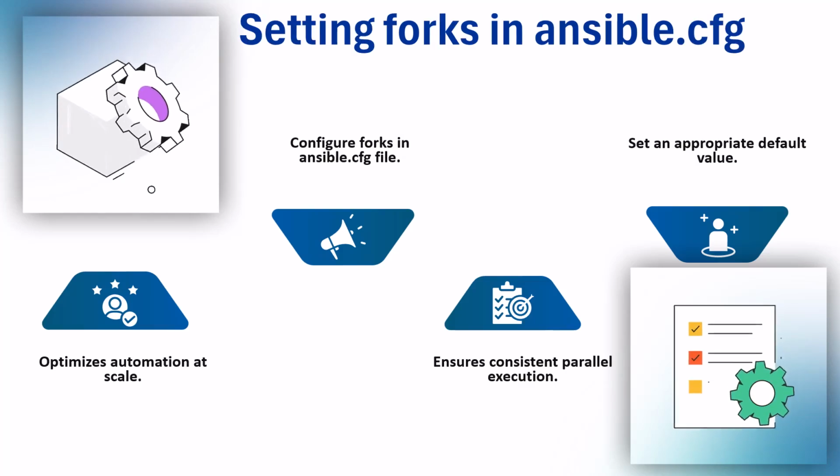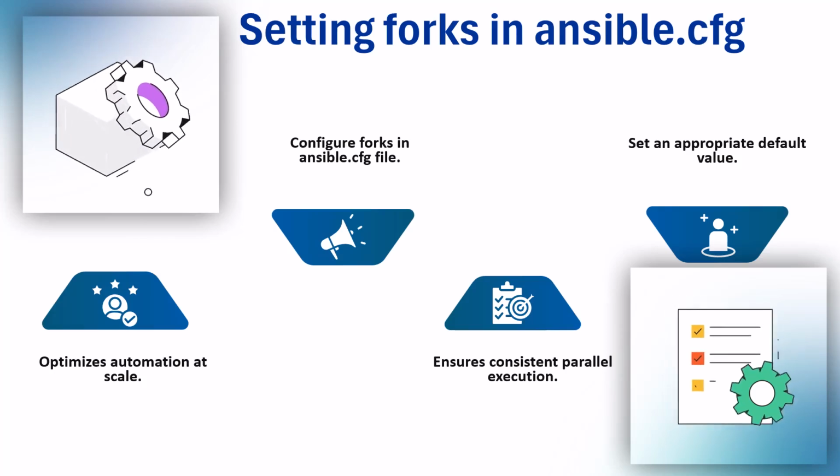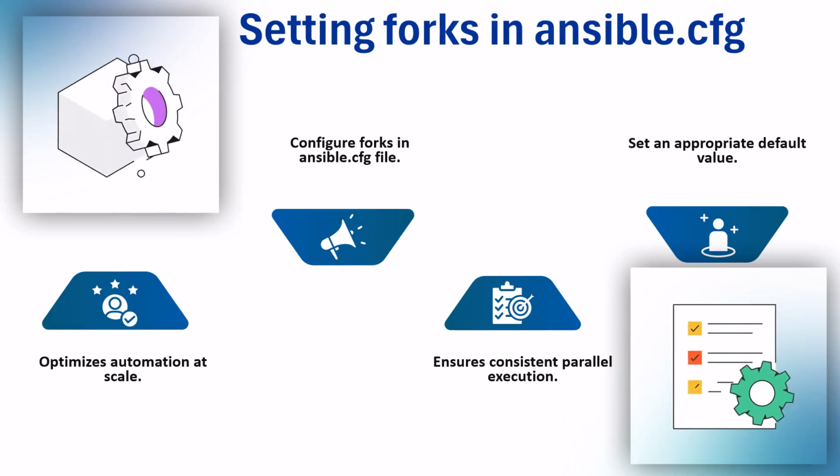Want persistent control over forks? Modify them in the ansible.cfg file. It's like setting preferences in a music player. Choose what works best for your system and let Ansible stick to it. This ensures a stable, scalable execution flow across multiple playbooks.